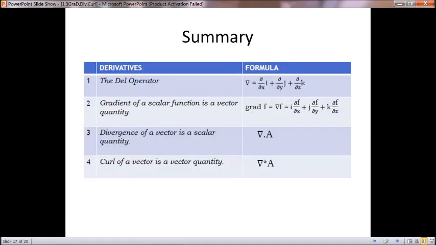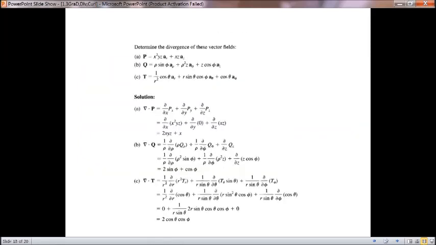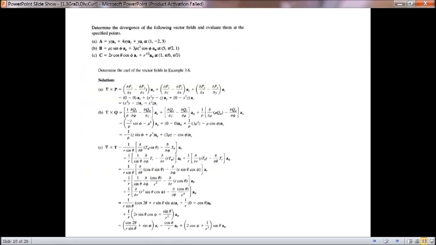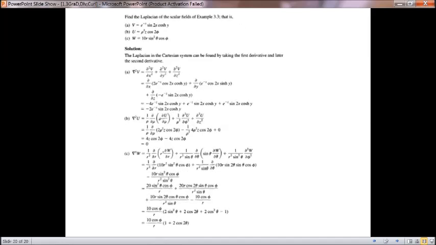For that, this is the summary. So what is del, what is gradient of a, what is del dot a, what is del cross a, and these are the problems associated with divergence and curl, the Laplacian function, divergence and curl.